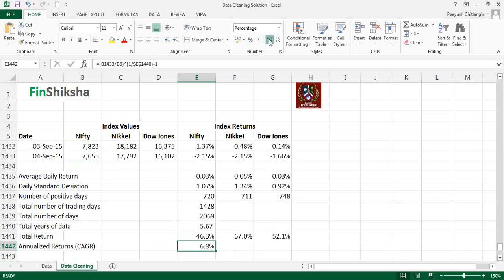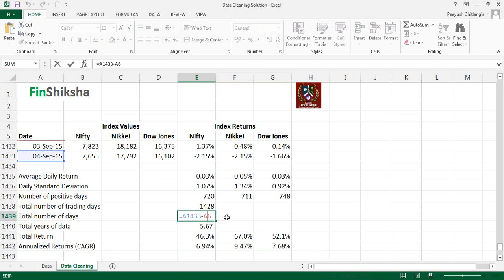And what we get here is over this 5-year period, the return on Nifty has been close to about 7%, and so on and so forth. You can calculate this. So that is how you would go about calculating the annualized returns. Remember, you need to find out the exact total number of days that are there, because Excel stores all the dates in the format of numbers as well. At the back end, you can just subtract one date from another and get the number of days that are available. This translates into 5.67 years.